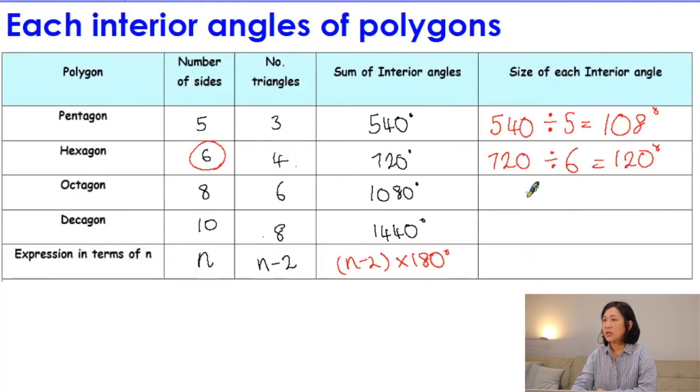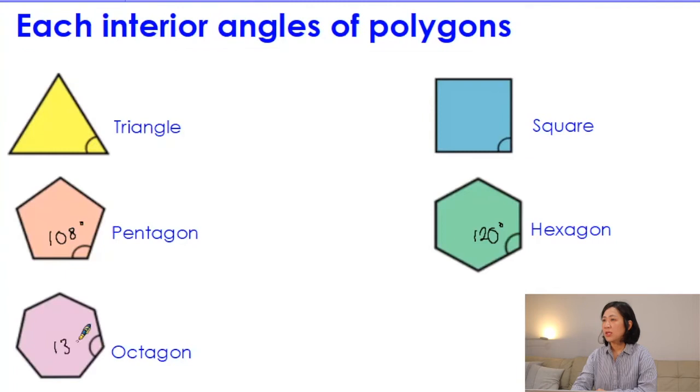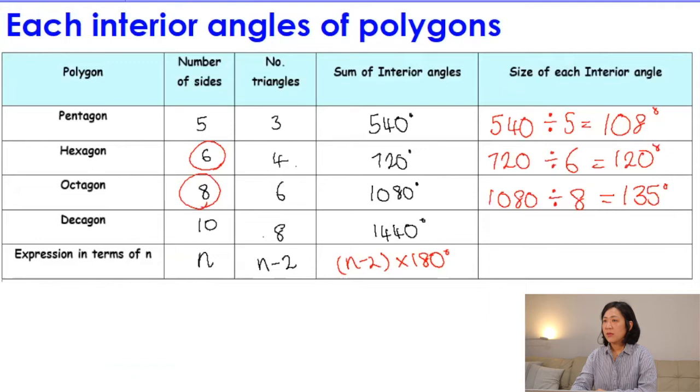Then the octagon: 1080 is the sum of the interior angles, divided by the number of sides, which is 8. So we have 8 equal angles, and each interior angle will be 135 degrees. The decagon has 1440 divided by how many angles? There are 10 equal angles. That's why one interior angle is 144.